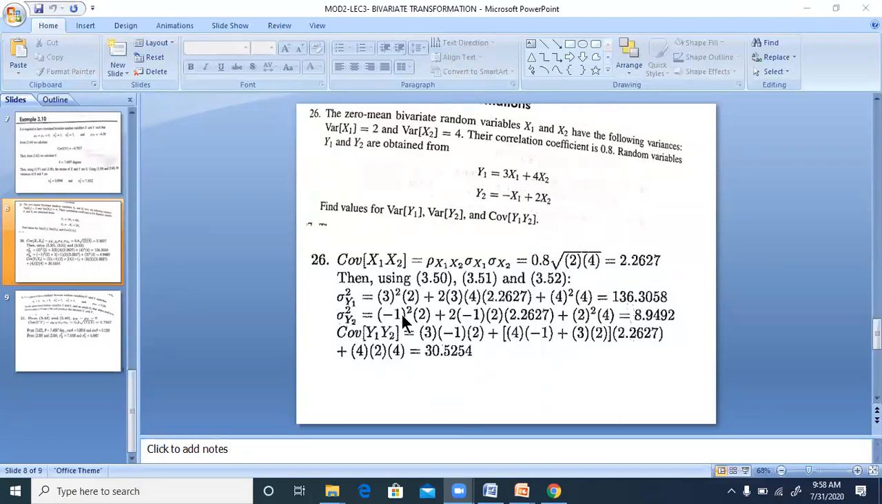Then the covariance of y1, y2 will be 3 into minus 1 into the variance of x1, then 3 into 2 plus 4 into minus 1 into covariance of x1, x2, then 4 into 2 into the variance of x2, and that is what is written all throughout here, and we'll get this. Okay, so we'll go for the next problem.